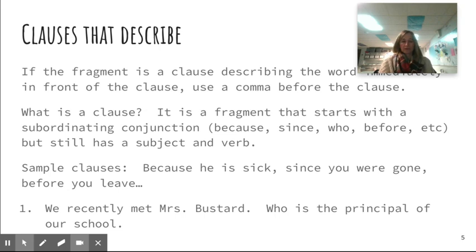So we recently met Mrs. Bustard, complete thought, right? And now this almost seems like an appositive because it does still kind of rename Mrs. Bustard, but instead we use who is the principal of our school. Who is a subordinating conjunction. So just like the appositive in this case, because it really is still renaming Mrs. Bustard, we would put that comma and then lowercase the W. Okay. So hopefully that helps a little bit if you're not really understanding clauses. If you can understand that it's still renaming the nearby noun, I think that will work for you.